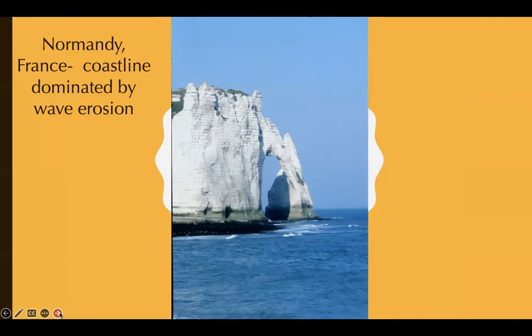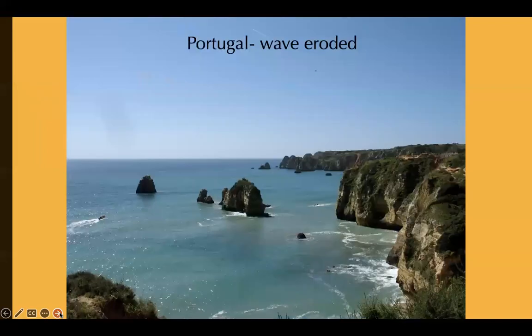In France, this is really cool. It's beautiful, this really pretty arch off of Normandy. This is another wave eroded coastline. The arch at Anacapa also looks similar to this. In Portugal, it's another wave eroded coastline.